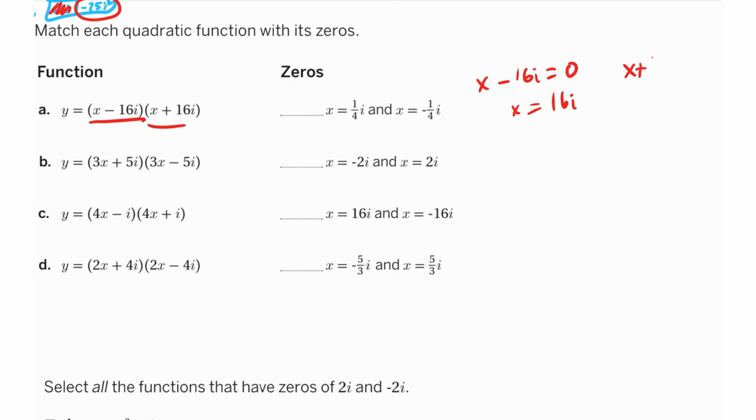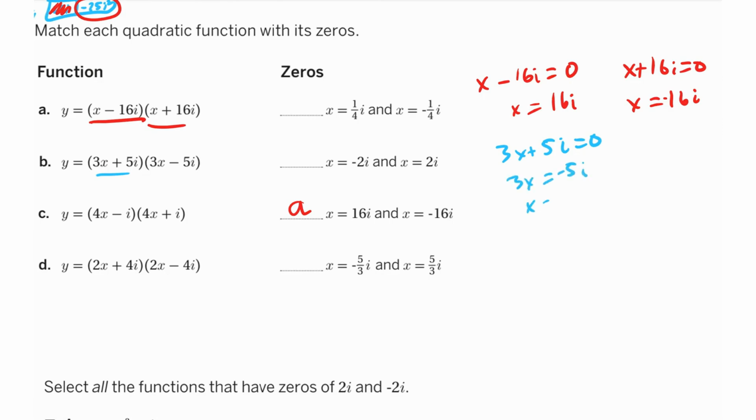Same thing here, x plus 16i equals 0. Subtract 16i from both sides. And so the first one here goes in that third spot. Then we got 3x plus 5i equals 0. I subtract 5i.